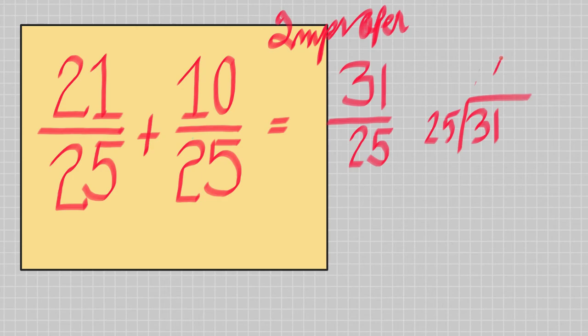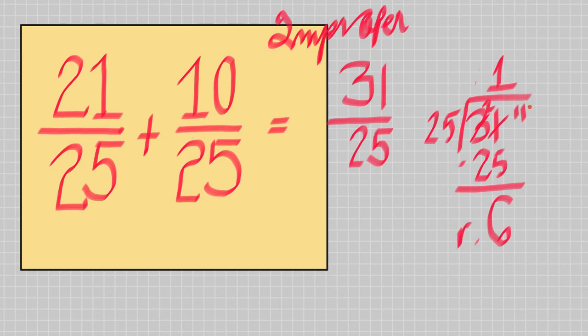So the answer is 1, of course. 1 times 25, that is 25. Now let's subtract. 31 minus 25. So you do this counting, and the answer is 6. Or you can do it like this: borrow 10, this will become 11, and this will become 2. 11 minus 5 is 6, 2 minus 2 is 0. So that's 6, the same. So the remainder here is 6.